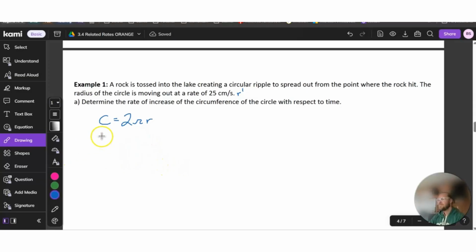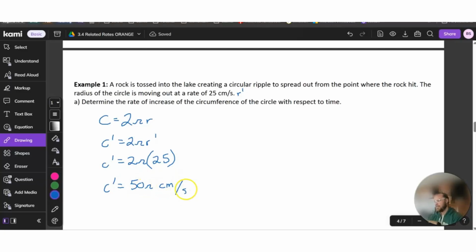Okay, so then I need to take the derivative of this with respect to time. What's the derivative of c? C prime. What's the derivative of r? R prime. All right, so I'm looking for the circumference. So 2 pi, what's r prime? It's the only number we gave to you, dear. 25. All right, and then we put those together. So the rate that the circumference is changing is, what's 2 times 25? 50 pi, and it would be in centimeters per second.